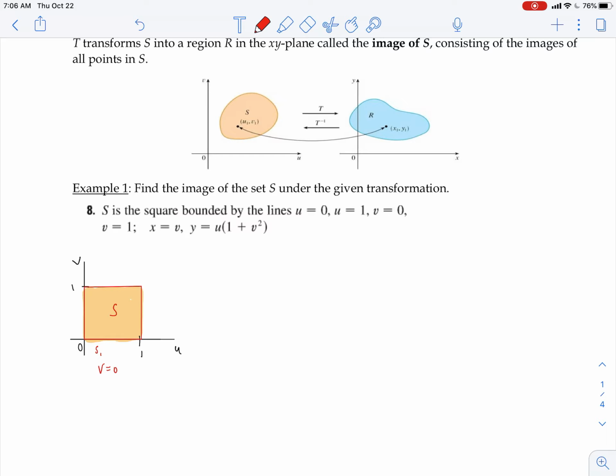We can go ahead and call this segment 2. And segment 2 is going to be defined by U equals 1. Segment 3 is going to be defined by V equals 1. And then segment 4 is going to be defined by U equals 0.